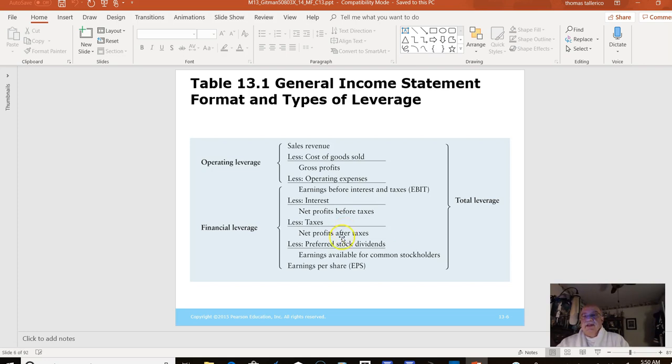All right, so here's the way it looks, right? This is a good slide. So here's operating leverage, right? Taking you from sales down to EBIT. And then here is financial leverage, taking you from EBIT to earnings per share. And that will give you total leverage.